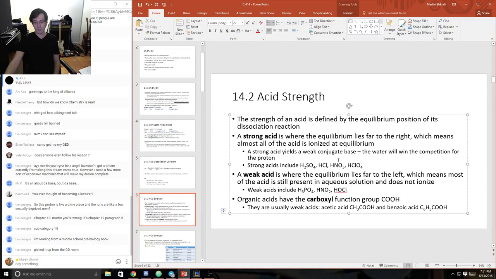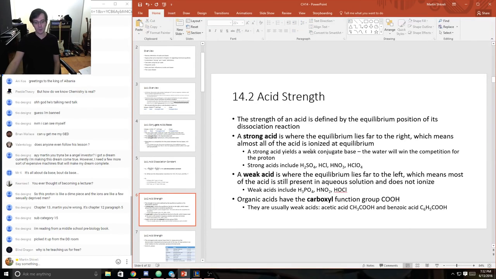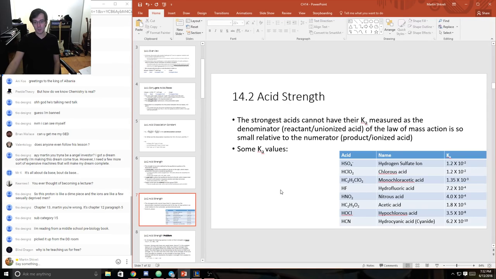So strong acids, we have the sulfuric acid and hydrochloric acid. These are the strongest acids that I think we talk about. And then we have weak acids, of which there are many. So finally, I'll mention organic acids that have the COOH group. These are usually very weak acids like acetic acid and others. Those are the carboxyl functional group. All right, so let's talk more about acid strength.